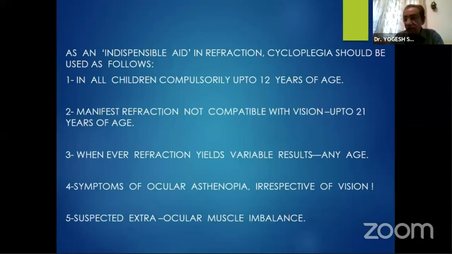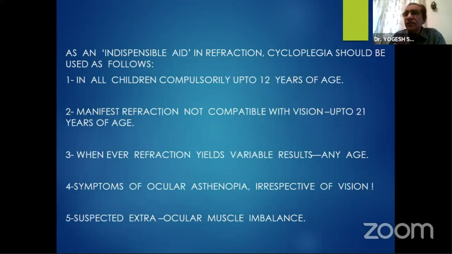And as I told you before, the post-cycloplegic refraction test is not compatible with the manifest one. You always use a higher cycloplegic. It is important. Whenever refraction yields variable results, if you do 10 times an autoref or retinoscopy with streak and you find a different result every time, always use a higher cycloplegic. Symptoms of ocular asthenopia, irrespective of vision.